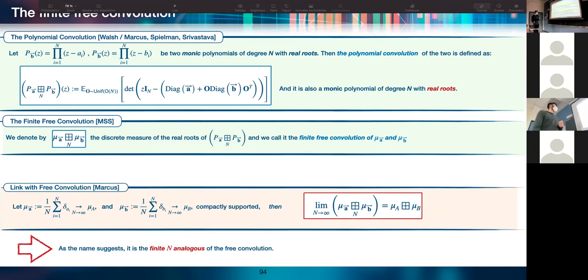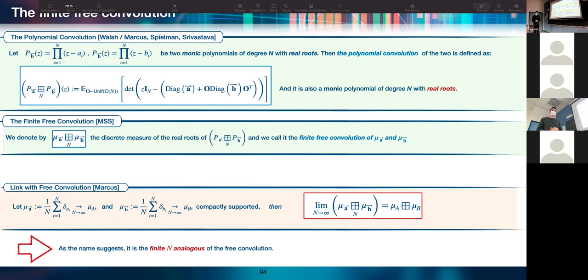And now, why is it called the finite free convolution? It's because if you take A to be a sequence such that it converges to some compact measure mu A, and you do the same thing for B, then the finite free convolution converges as n goes to infinity to the free convolution. So what I'm saying is this object is the finite analog of the free convolution.